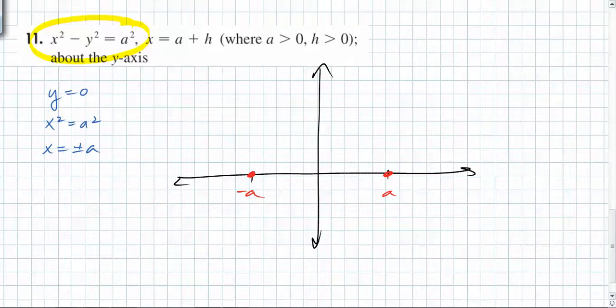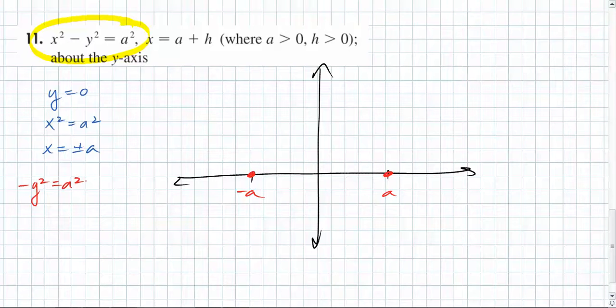What happens if you try to plug in 0 for x? You can, and you end up with negative y squared is equal to a squared. What's the problem with that? The negative is a problem. Negative y squared can never equal a squared except when a is 0, and that is not going to be a very fun thing if that's true. So if a is anything other than 0, this is not possible. Are we good with that so far?